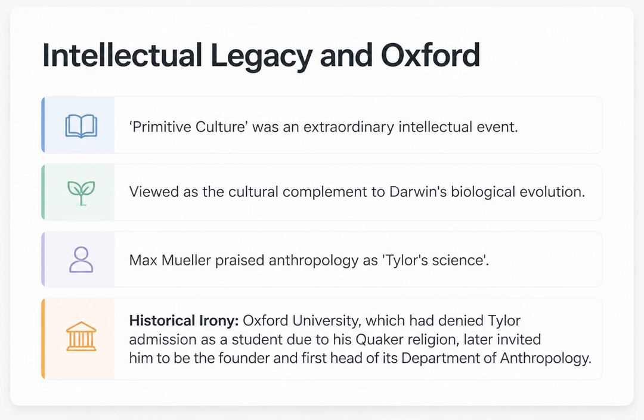Darwin explained biological evolution. Tylor explained cultural evolution. Max Muller's praise of anthropology as Tylor's science cemented his legacy. But the culminating biographical irony of Tylor's career involves Oxford University, the very institution that had categorically denied him admission as a young man because of his Quaker religion, later invited him back, not as a student, but as the founder and first head of their Department of Anthropology.